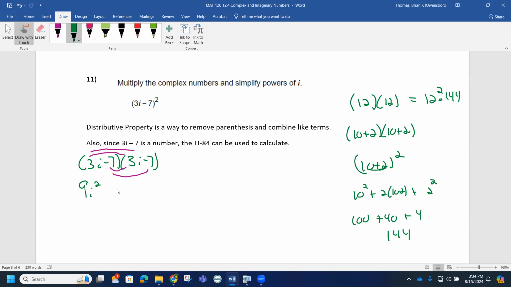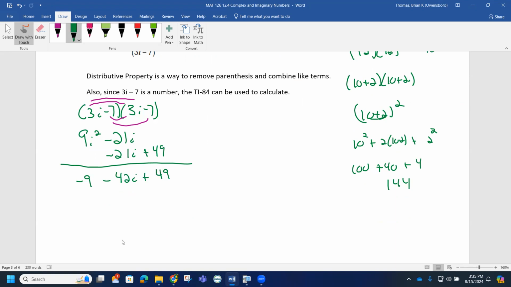Then I can multiply 3i times negative 7, that would be negative 21i. And then negative 7 times 3i would be negative 21i. And negative 7 times negative 7 would be 49. So that would be 9i squared, which would actually be negative 9, minus 42i plus 49. But notice how the 49 and the negative 9 would combine together and make a 40. So I can write this as 40 minus 42i.